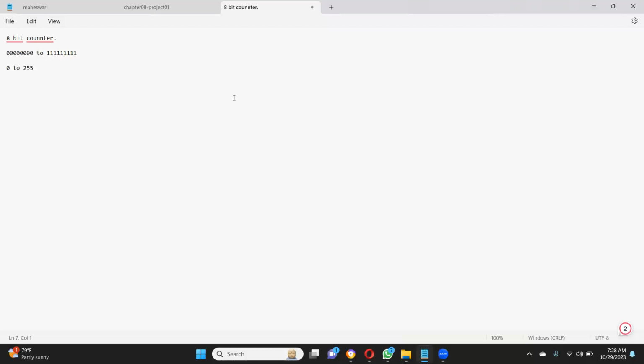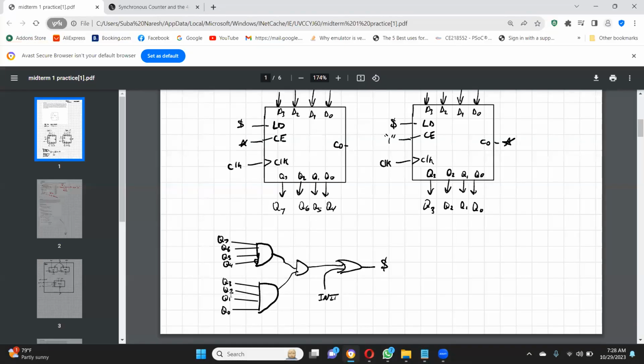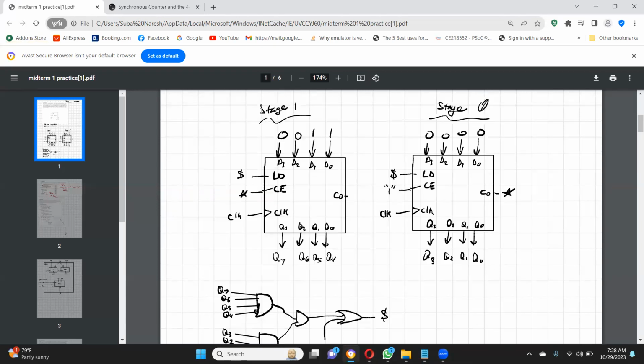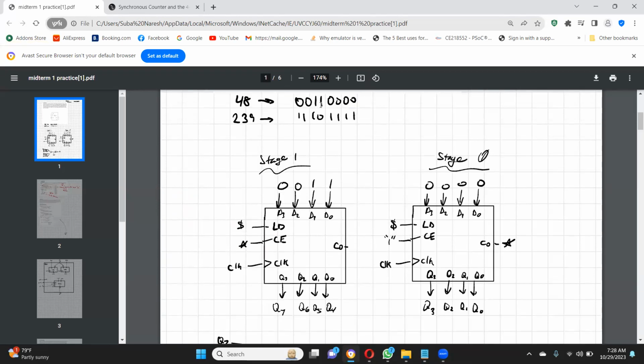But what do you need? You need 48 to 239, right? And that is why you have logical gates. See here, 48 is 00110000, right? And 239 is 11101111, right? And your MSB bits 0011 are given in the stage one.